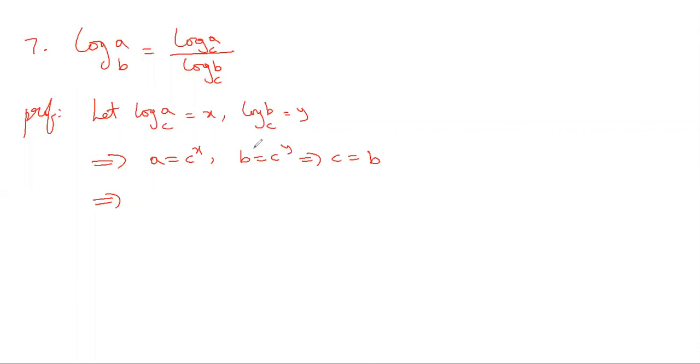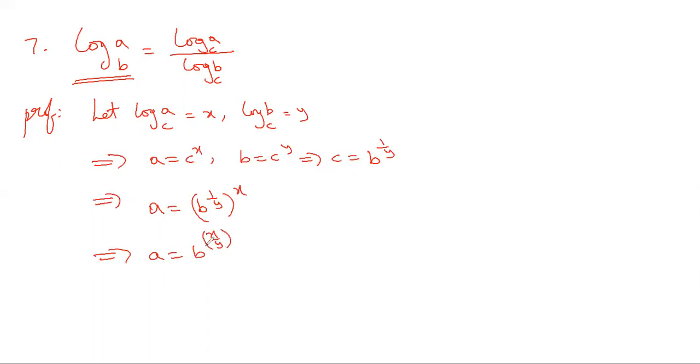Basically, we are raising the power 1 by y on both sides. So c is equal to b power 1 by y. Substitute that in the first equation. A is equal to b power 1 by y, the whole power x. How are we supposed to know that we need to do it like this? Our requirement is log a to the base b. You want the answer of the log to be a, but from the base b. That's why you eliminate the c value and write it in terms of b. So you get a is equal to b power x by y.